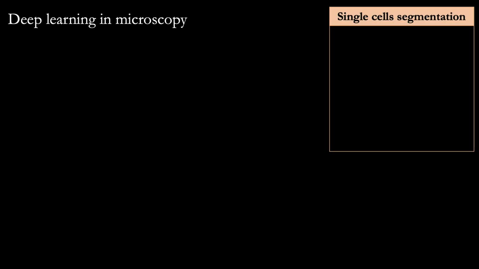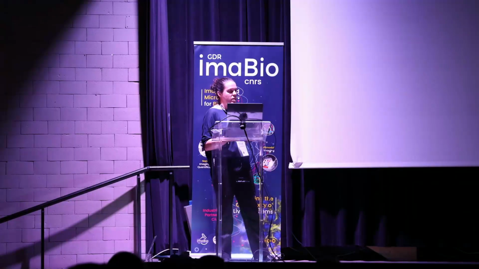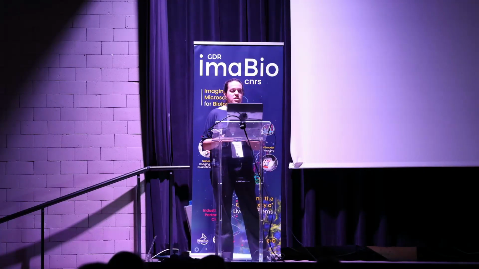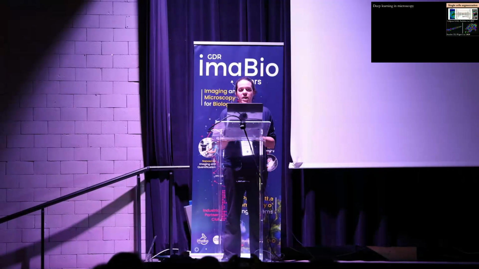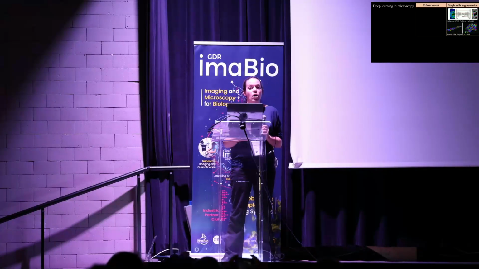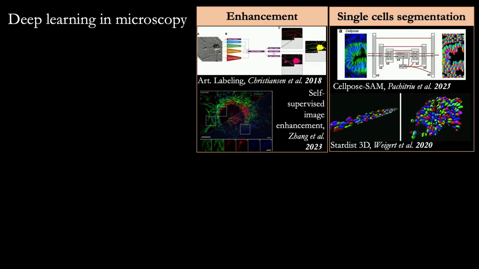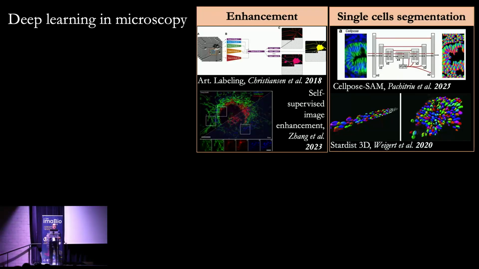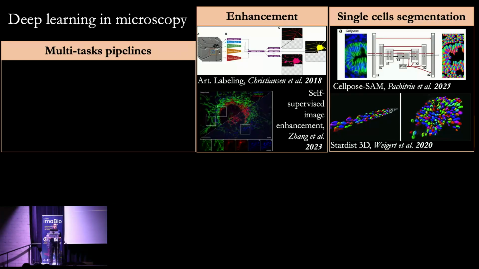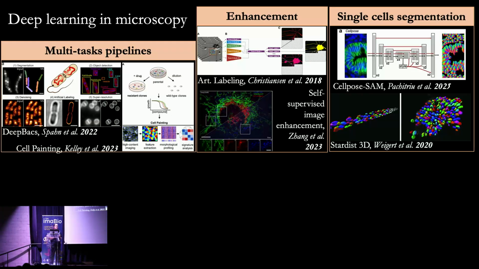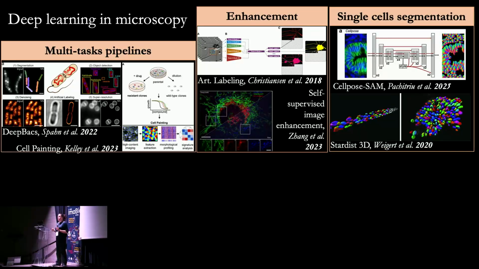So there has been multiple fields of development in microscopy, and I will name a few only. For example, single cell segmentation. This is something that we can do very well now, for example, with CellPose and SAM. We can also do beautiful things with enhancement, adding fluorescence channels in our images, enhancing contrast, restoring some images. There have been multitask pipelines that have been built by different groups where we can perform multiple tasks using different deep learning models at the same time.